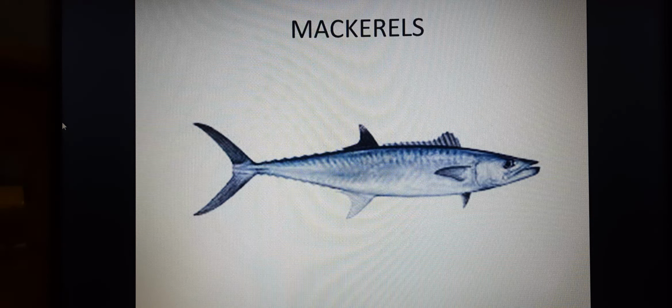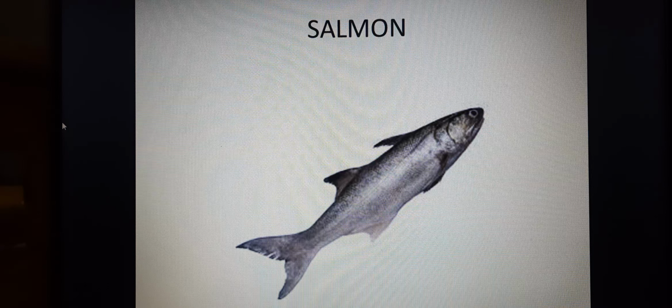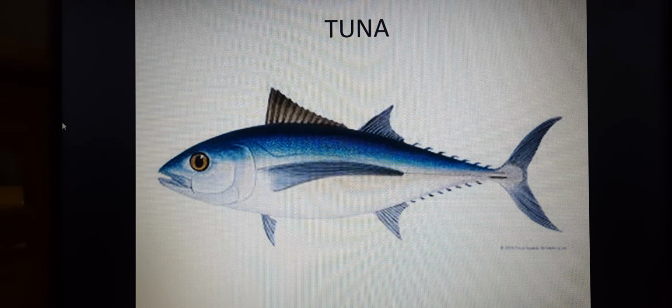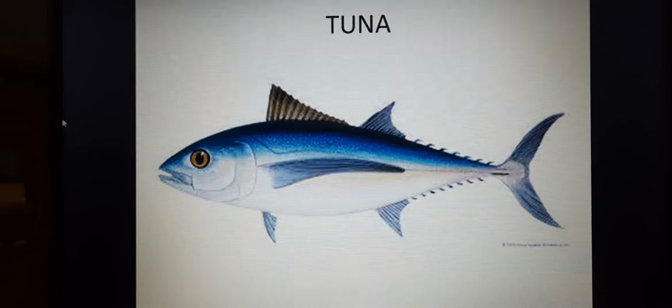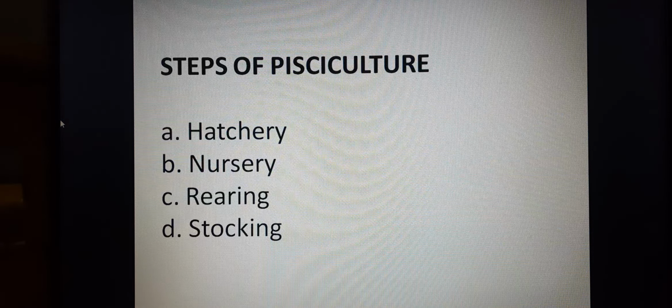This is mackerel. This is a purely marine fish. This is pomfret. Pomfret is also a marine fish; we will get it in the sea beaches and in the coastal areas. This is salmon. This is sardine. Sardine we are getting in our rivers also. This is tuna. It is a purely marine fish. You try to remember the names according to their shape and sizes. This is tuna. Tuna is a purely marine fish.